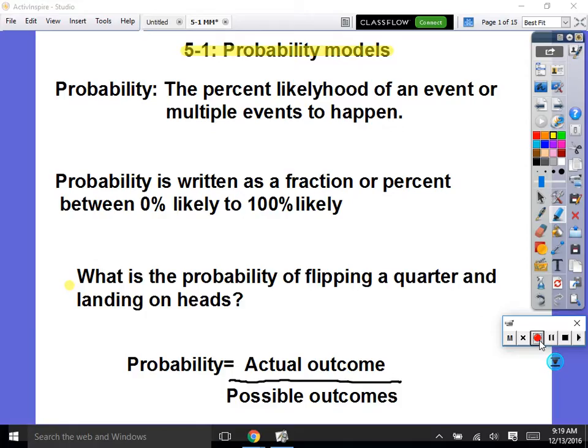Okay, so probability is going to be written as a fraction or percent because it's either 0% likely to happen or 100%. If it's 0% likely, then it's not going to happen, correct? If I said to you, for example, what's the probability that there's a college student in this class? Well, 0 of us are, correct? So we would say 0% likelihood because there's none. Does that make sense, everybody?